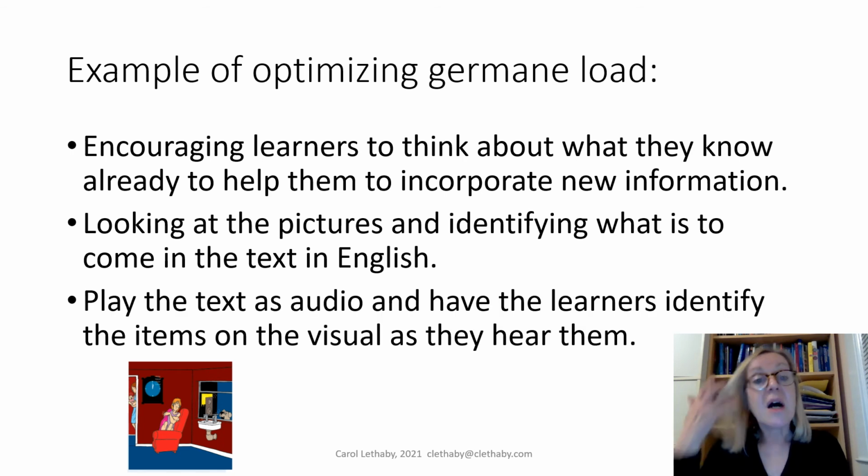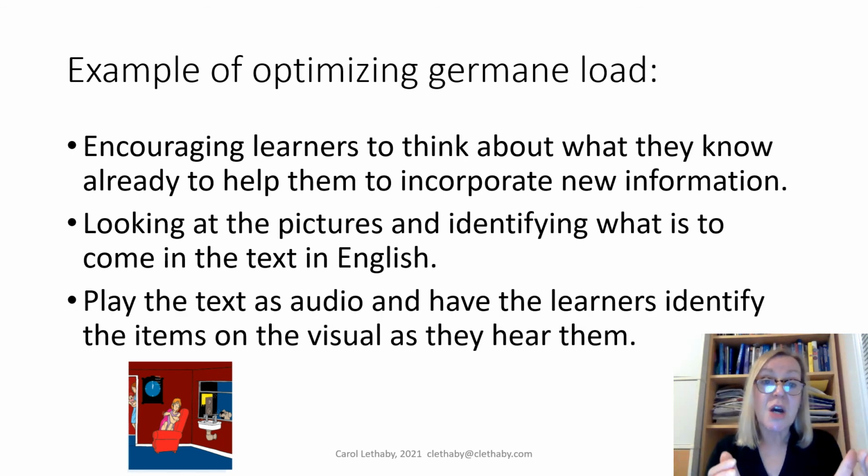And a third idea: playing the text as audio and having the learners identify the items on the visual as they hear them. So we've got things like dripping taps, crying baby, ticking clock. All these things may be new for the learners, so we can first check that learners know the words before they read and listen, and then as they listen to the text, we can ask them to identify those objects on the visual, so that the two are supporting each other.